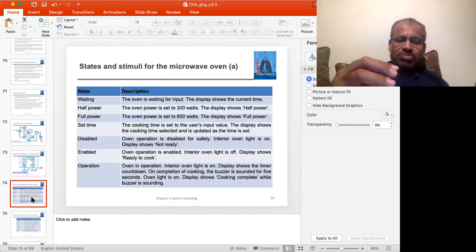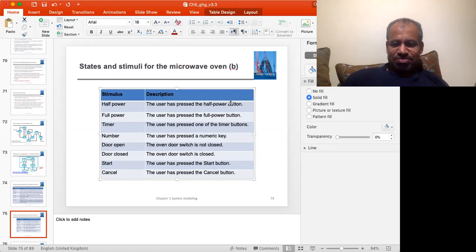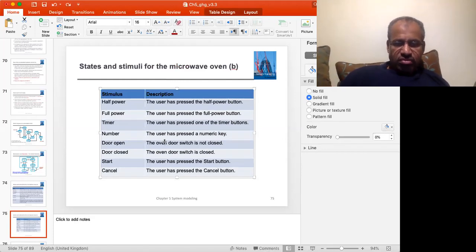Yeah. So when we describe the states involved in this diagram, we say what each state means. It's for the human reader to understand and make sense of what each of these states implies. Same thing for the stimuli. So we put every stimulus in a table and describe what it is. Half power, what does half power mean? It means that the user has pressed the half power button, or maybe selected medium power or whatever. What does number mean? What does this stimulus mean? It means that the user has pressed a numeric key or more than one, if you allow that.